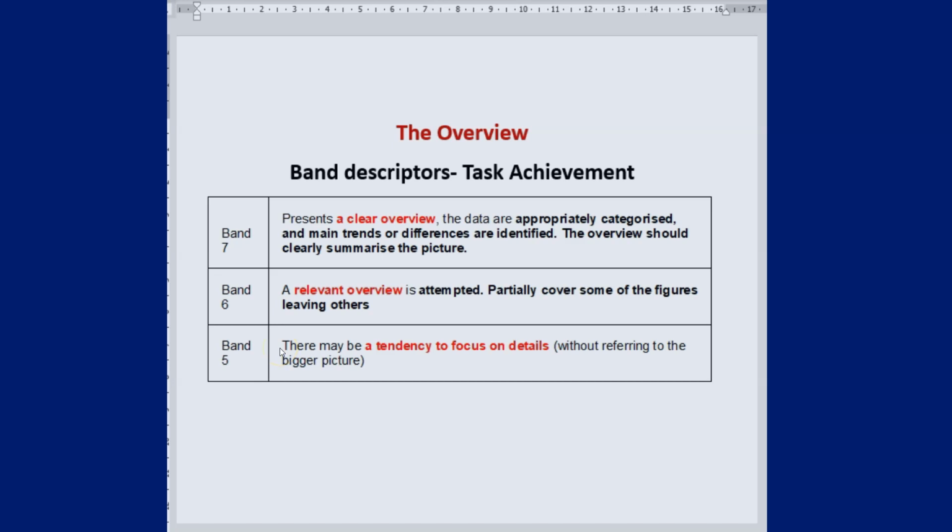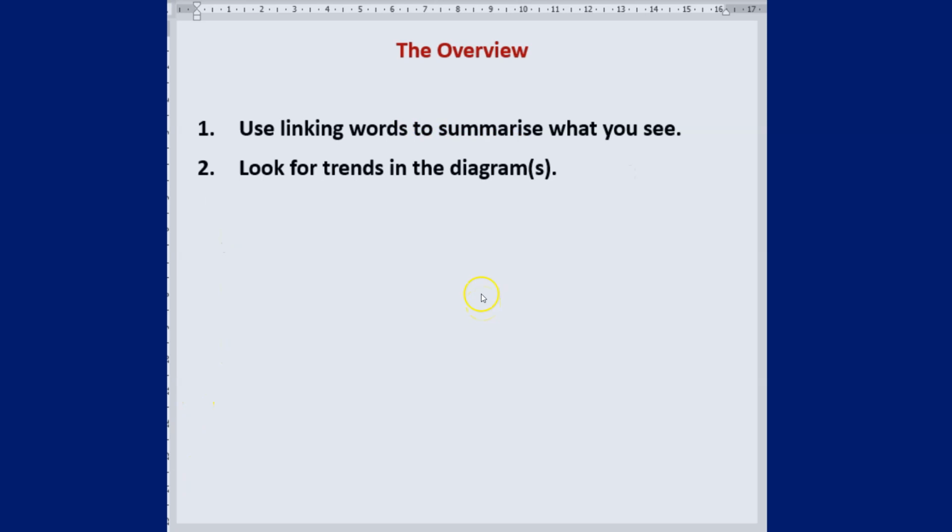So a Band 5 essay, the person will have a tendency to focus on details without referring to the bigger picture. What do you see generally? So the overview should be a general understanding of the graph, not a specific detail given. So if you focus on detail instead of referring to the bigger or the general picture of the essay, then you are going to get a Band 5 in your overview. With all this said, it means when you are writing the overview, these are some of the things that you should do to boost your score.